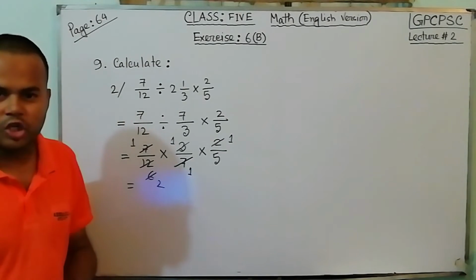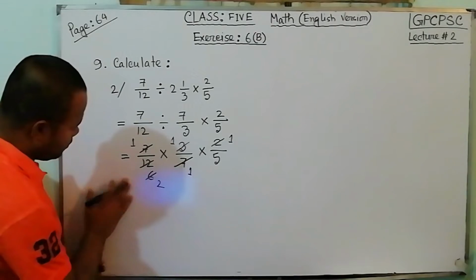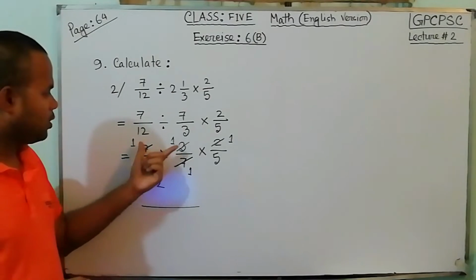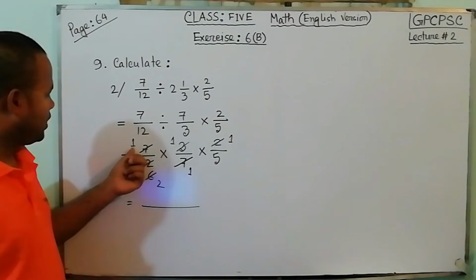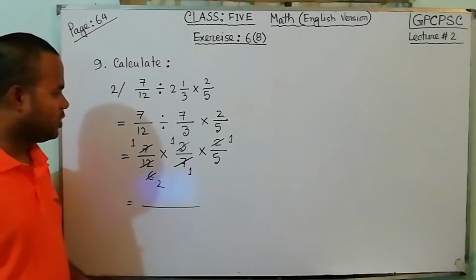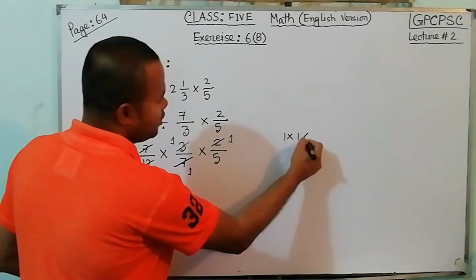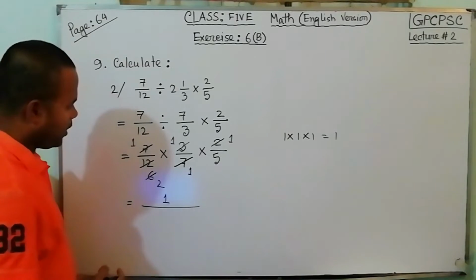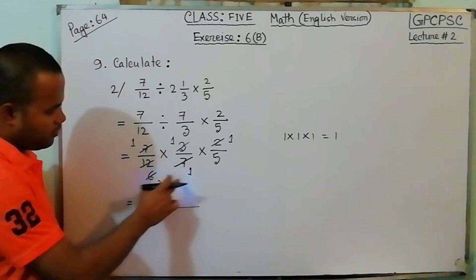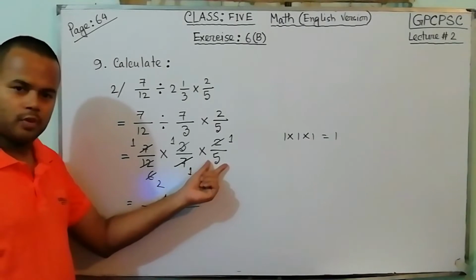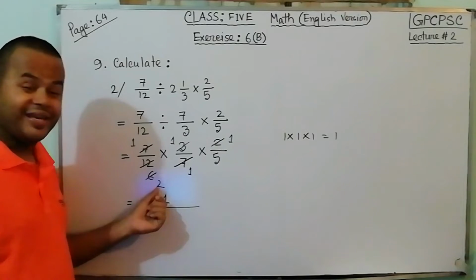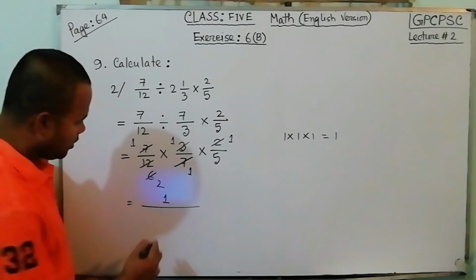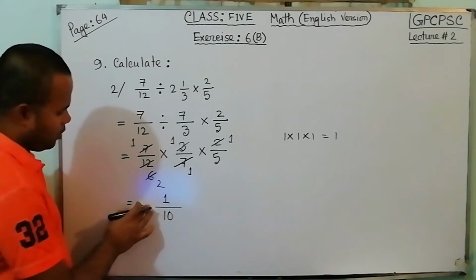Now we are out of cancelling, so now do multiplication with the top numbers. So we have 1, 1, 1. If we multiply 1 into 1 into 1, then we have 1. So put just 1 here. Now denominators are 2, 1, 5. If we multiply this, then we get 2 into 1, that is 2, 2 into 5, that is 10. Here is the answer.